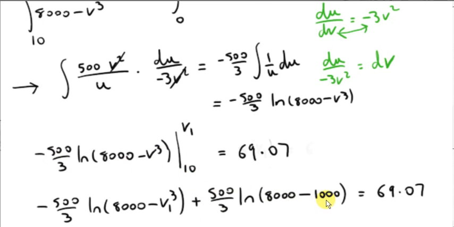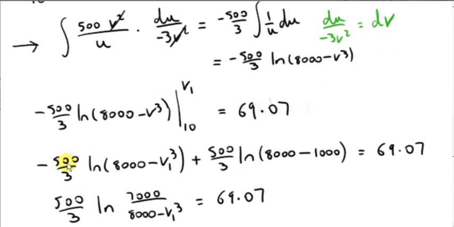10 cubed is 1000. Notice here that we can pull out a common factor of 500 over 3, and if we do that we're left with ln of 7000 minus ln of 8000 minus v1 cubed. That's the same as ln of 7000 divided by 8000 minus v1 cubed. So that's the rule. Ln a minus ln b is ln a over b, where a is this thing here. So we have a single log term on the left hand side. That happens because we had this common factor that we could pull out, and then we have a difference of log terms.